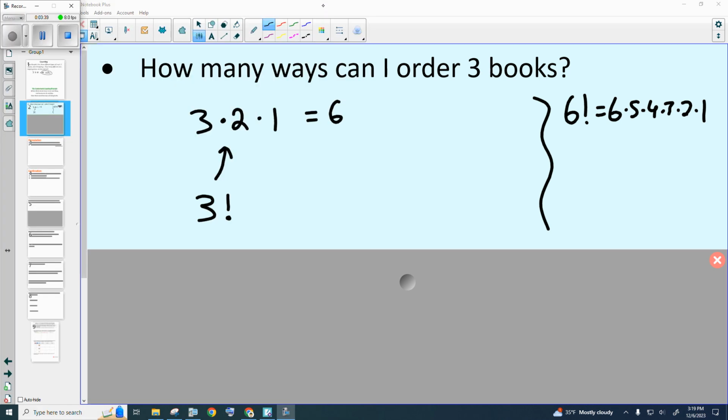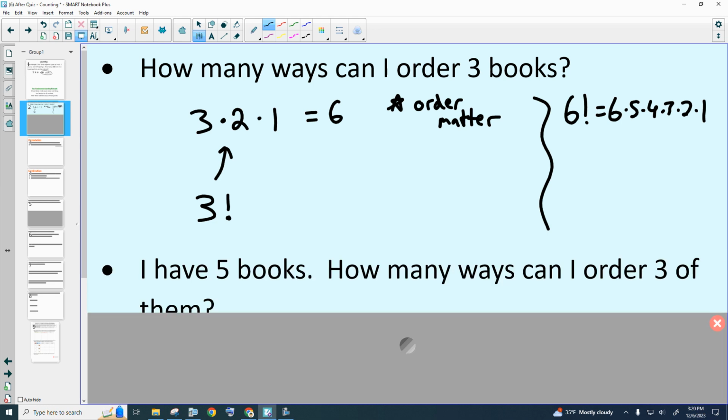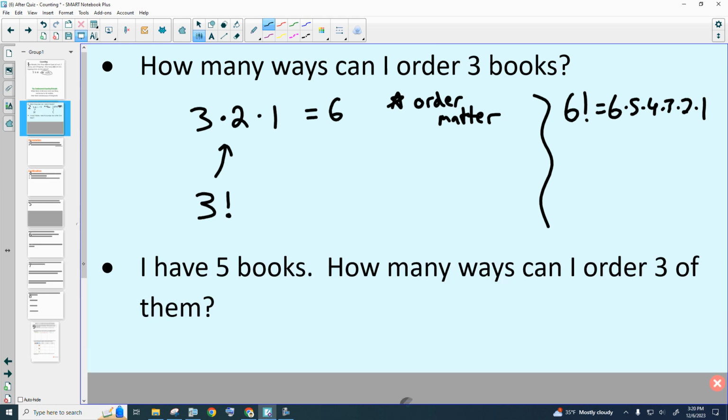That idea works with this one because, a couple notes. The order does matter. That's a big thing we're going to talk about. In this case, there's also no replacement. So it changes a little bit if you can repeat things or replace things. So no repeats in this case.